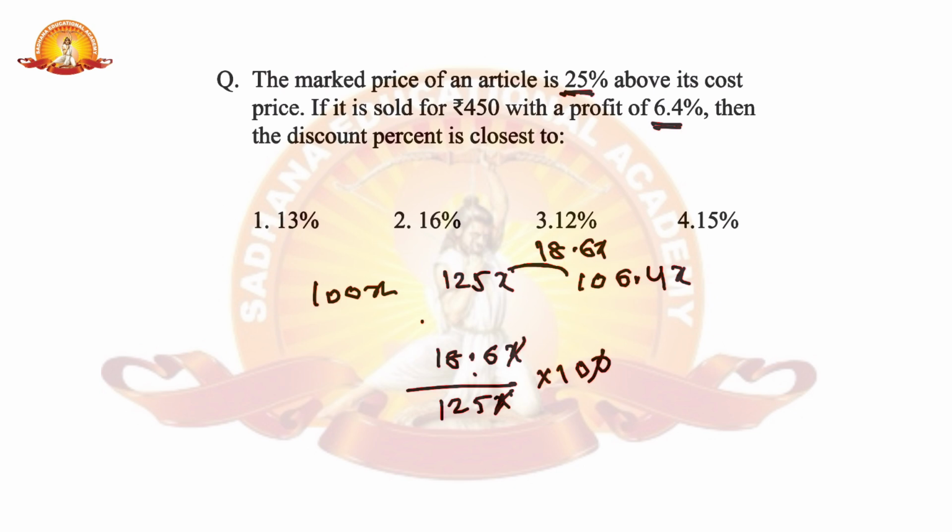x and x cancel, the zero and decimal cancel. Keep the decimal as it is. 25 table, 5 times, 25 table 4 times. 5 table cancels here, giving 3.72 times. So 3.72 times 4 means 14 point something. So the best option is 15%, which is the answer.